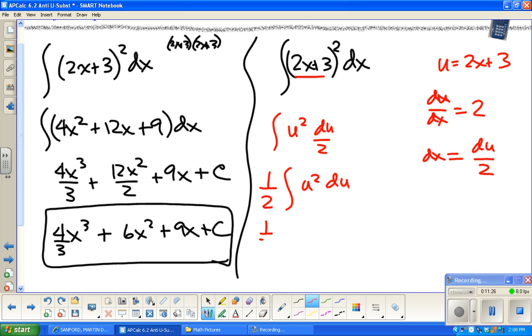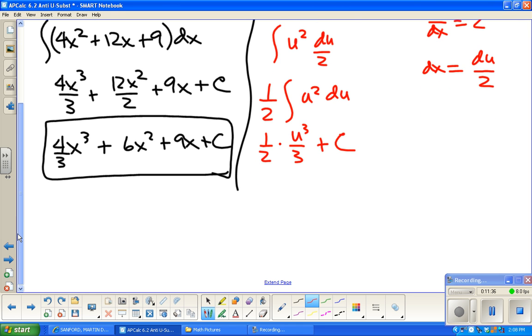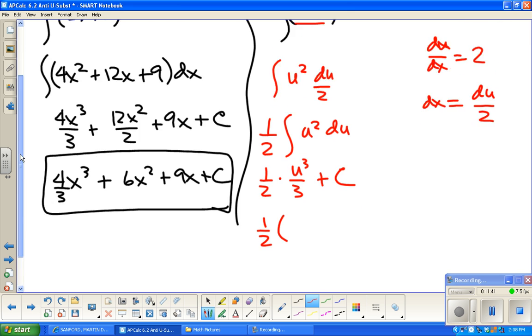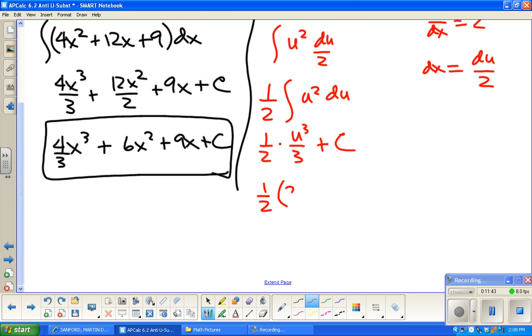And again, I'm going to pull that fraction out in front. And so this just becomes 1/2 times, well, the antiderivative of u squared will be u cubed over 3, and then plus c. Well, this is pretty much done. The only issue is, what was u? 2x plus 3. Well, over 3, I'm going to write this instead as 1/2 times 1/3 is 1/6.